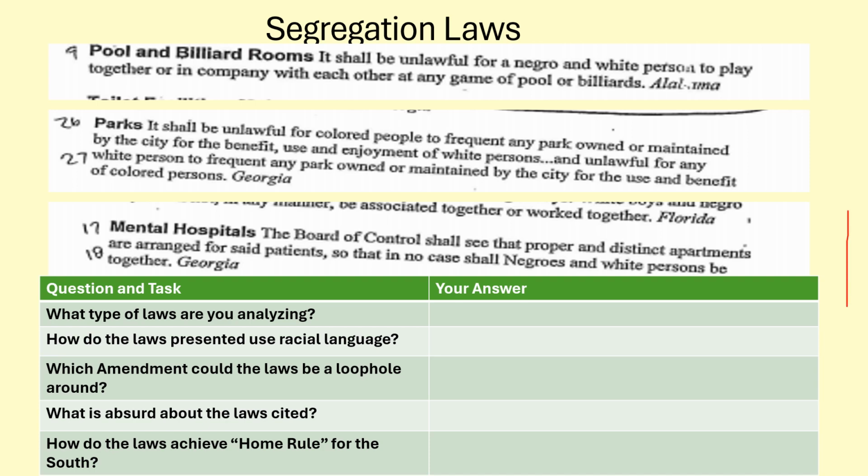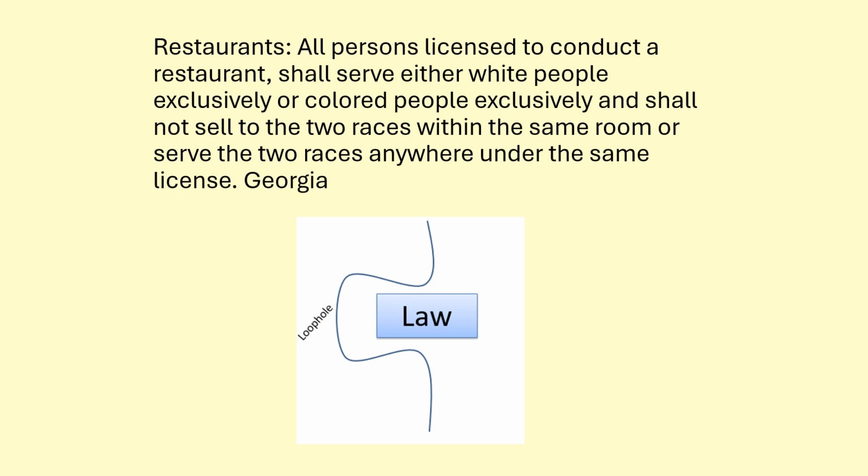You want to complete this particular chart here as you look at these 3 segregation laws. Notice the state, Alabama, Georgia, and Georgia. Now, these are the types of questions that you want to answer, because this is going to be the starting point for the next couple of classes. We're going to start our transition to analyzing state laws.